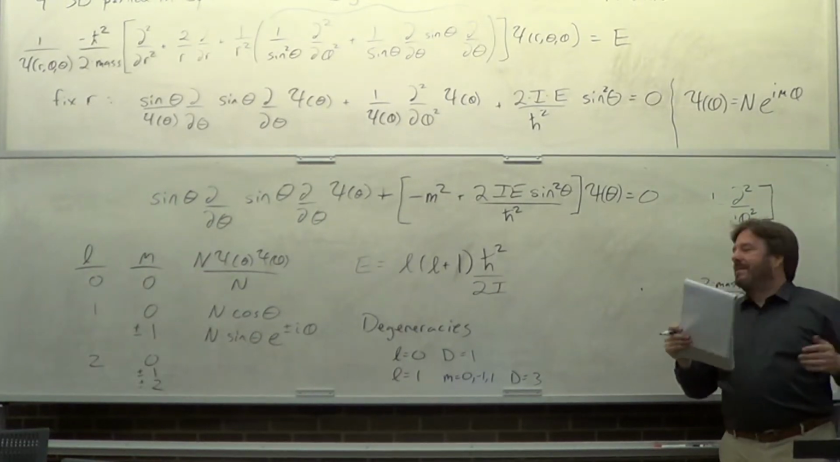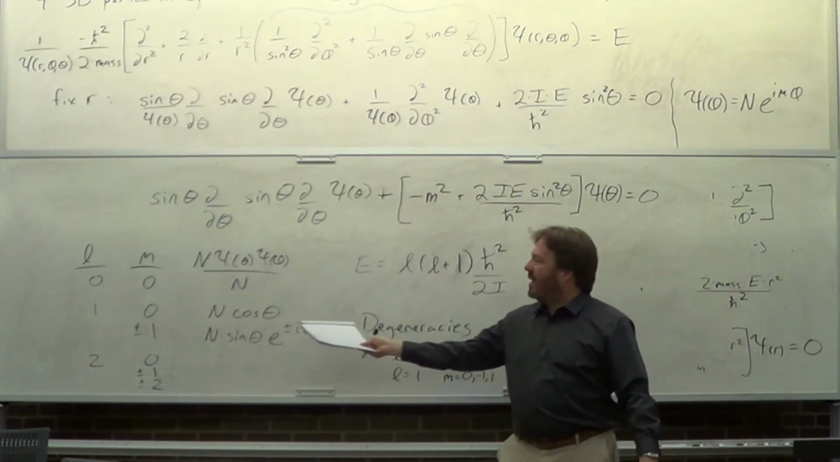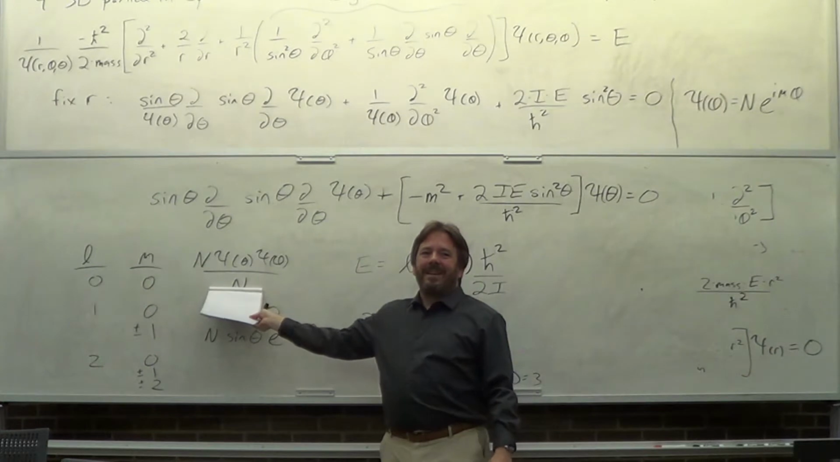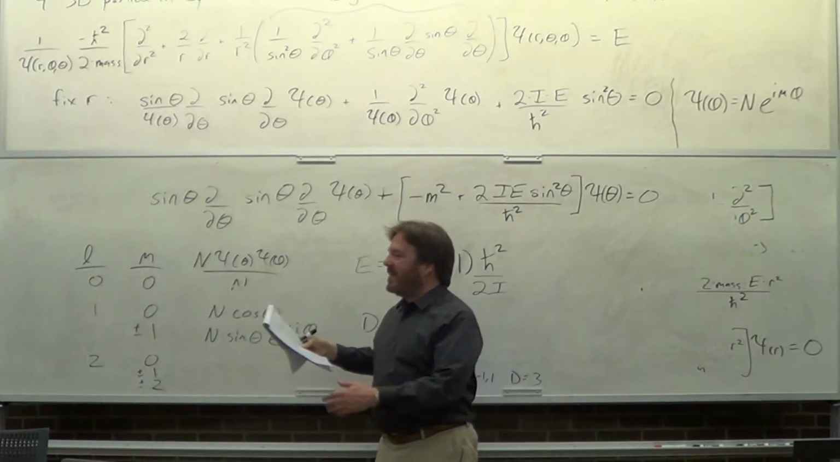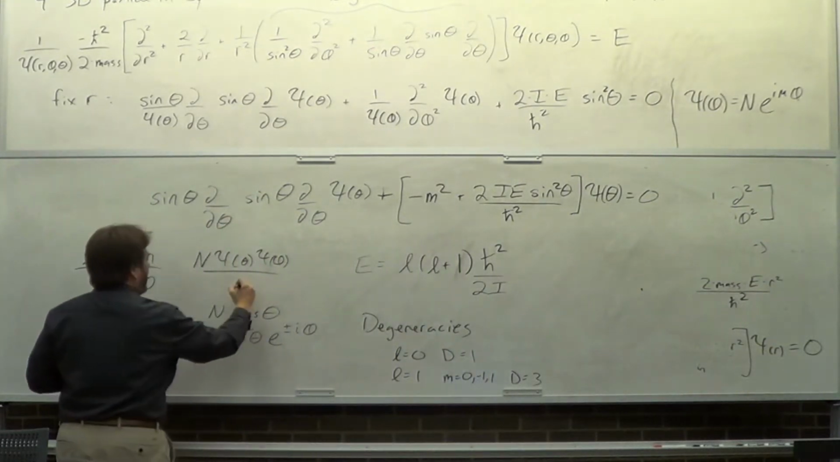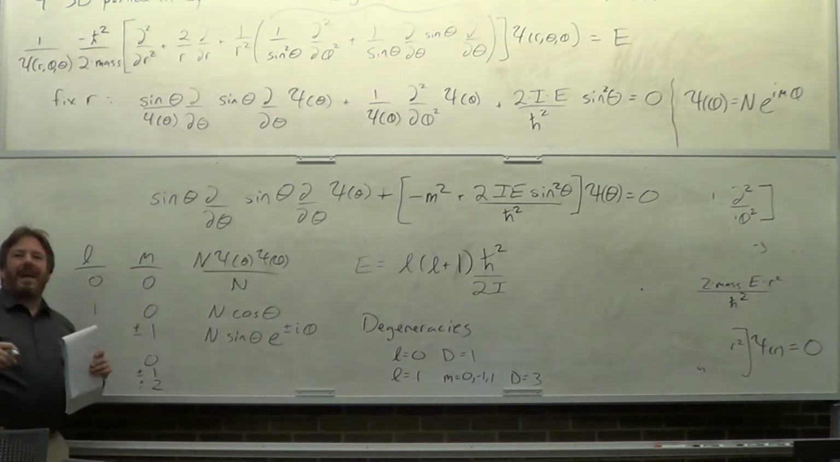It's easy. What do you call an L equals 0? Come up with another word for it. You had it last time. What kind of state? Ground state. It is a ground state, but think of another hydrogen-like word. S orbital.